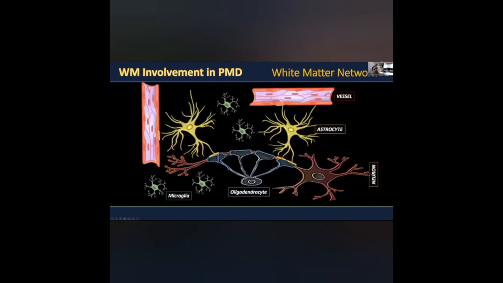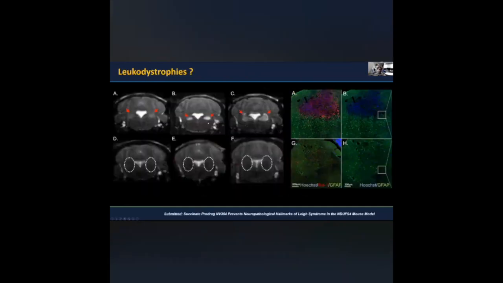Okay, so let's talk quickly about white matter involvement in primary mitochondrial disorders. We know that the majority of mitochondrial disorders tend to affect the microglia and the astrocytes. I'm just bringing this here because it is interesting to know. These are animal models, mice, with involvement of the brainstem. These are actually the vestibular nuclei. You see these lesions in the vestibular nuclei bilaterally.